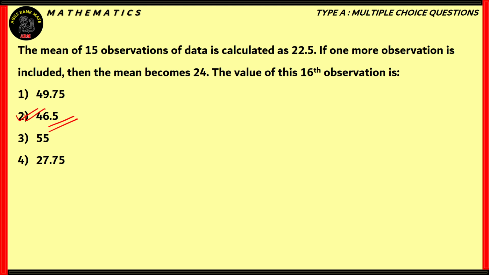And we did that by first finding out the sum of observations for the original case when you had 15 observations. Then we also found out the sum of observations in the case where an extra observation was added. And by doing that, we were able to just find their difference, and that difference was the value of the 16th observation. And if you're using the formula mean equals sum of observations over number of observations, basically rearranging that so that sum equals mean times number of observations, and we use that, and our final answer is 46.5.